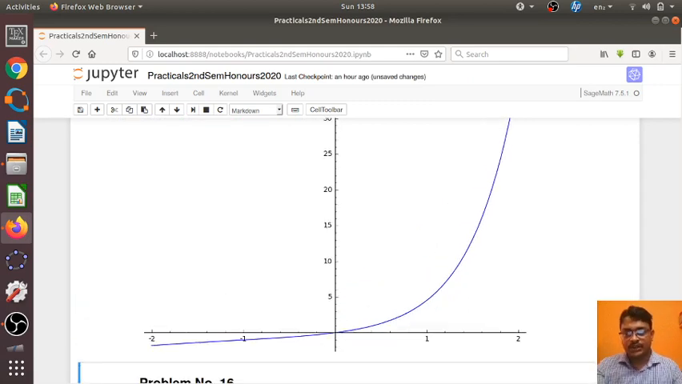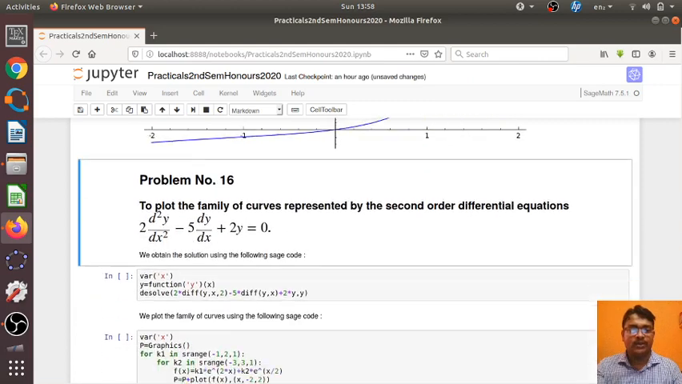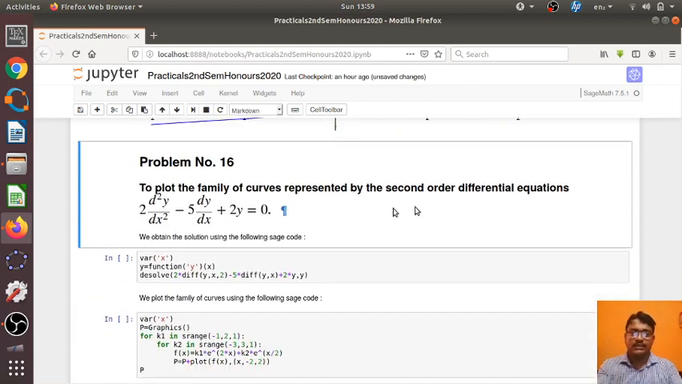Okay, now let us try to plot the family of curves represented by the same ordinary second order differential equation that we have already considered in problem number 15. Okay, so this is problem number 16. To plot the family of curves represented by the second order differential equation 2d²y/dx² minus 5dy/dx plus 2y equal to 0.